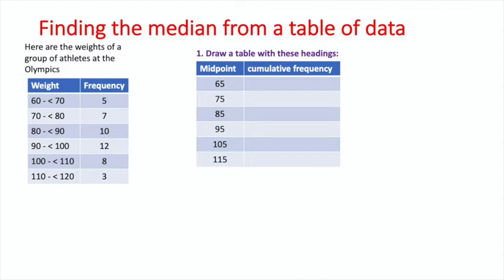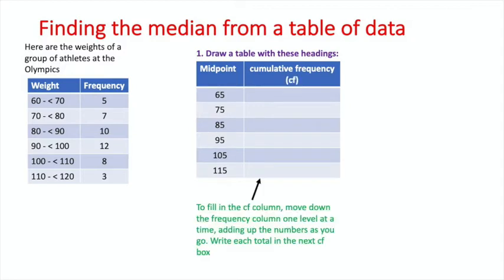And now we need to fill in something called cumulative frequency. Now, we often just call it CF, so you can call it CF if you like. Here are the instructions on how to fill it in. I know that does sound a little bit confusing when you first read it. Move down the frequency column, that is from the table on our left-hand side there, one level at a time, adding up the numbers as you go. Write each total in the next CF box. I know that sounds confusing, but it's just a reminder so that after we do it together, if you look back at that green instruction, it will make sense.